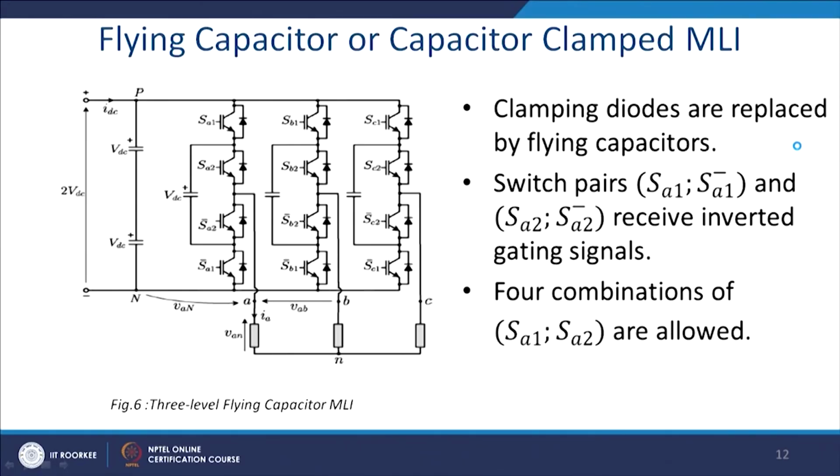Now, this is the actual circuit of the capacitor clamp realization, and we shall continue with this circuit in our next class, and we shall discuss what the advantages and disadvantages of this flying capacitor multi-level inverter are. Why it is called flying, that also will be explained. Thank you.